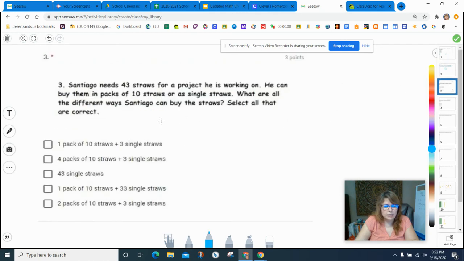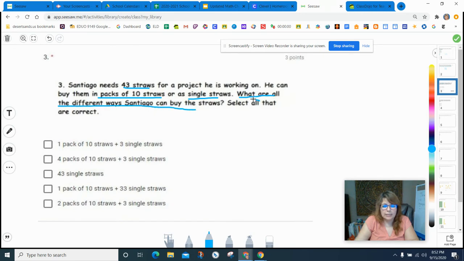Okay. The next one is Santiago needs 43 straws for a project that he's working on. He can buy them in packs of 10. So I know we can make tens or singles. What are all the different ways Santiago can buy the straws? So that's what they want me to find, all the ways. So that means that there's more than one way.